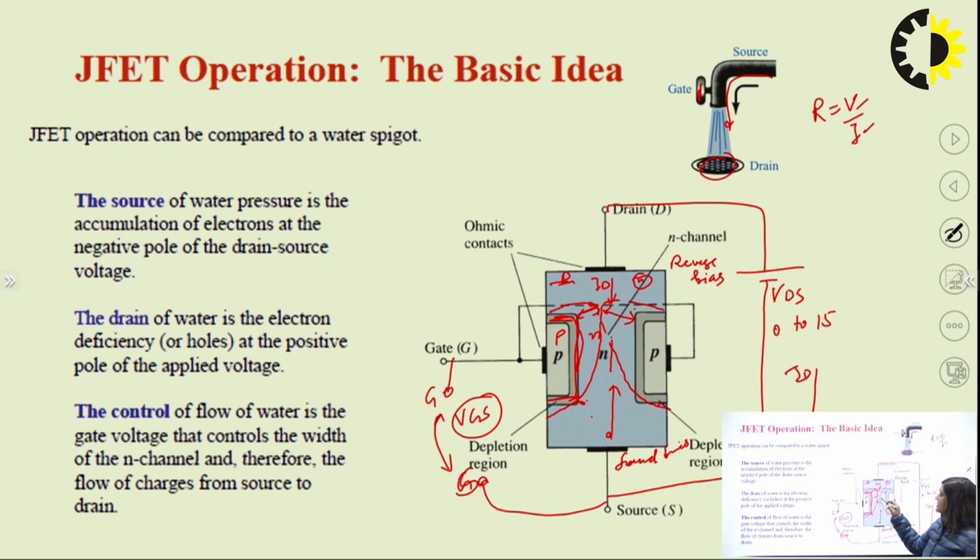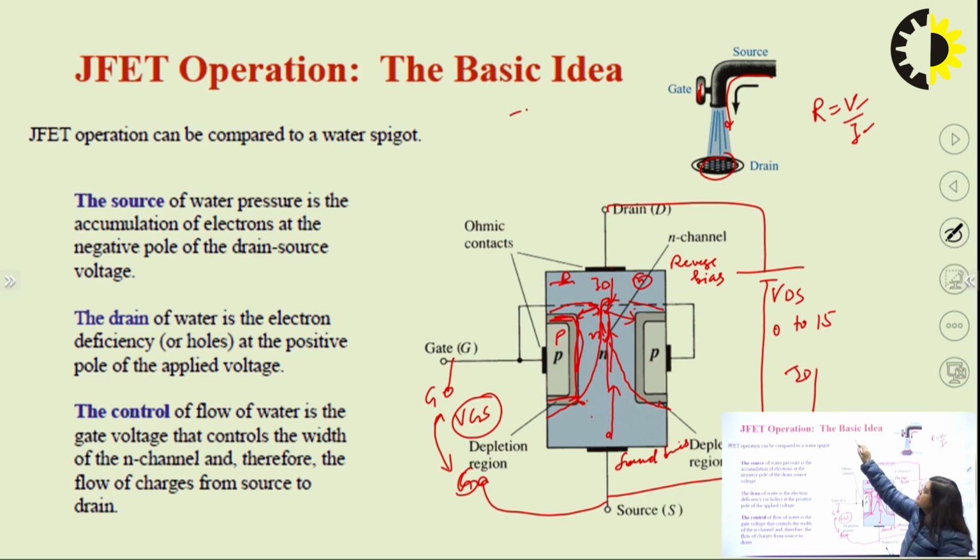At this point, the current will become constant, because a definite path is available for the flow of charge carriers. So a constant amount of charge carriers will flow at this point, that is, a constant amount of current will flow, and that current is the IDSS current. This is the IDSS. IDSS means drain to source current with VGS 0.